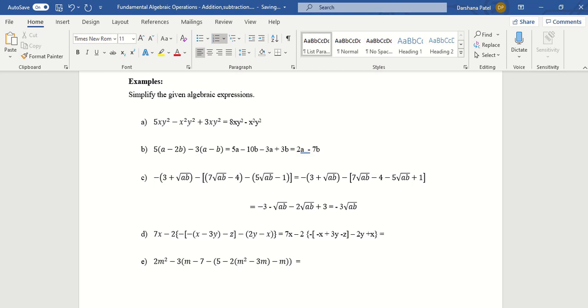Now going further, we get 7x as it is, minus 2 as it is. Now we'll take care of the square bracket. So curly bracket, the two negatives will make it positive x. This negative right here will apply to everything inside the square bracket. So we'll get minus 3y plus z minus 2y plus x, and bracket complete.